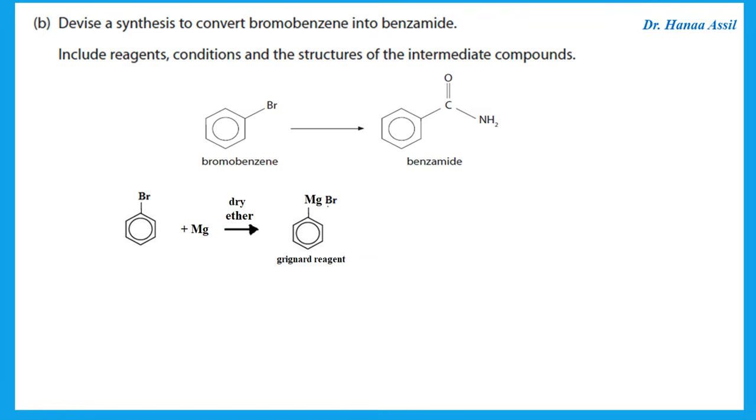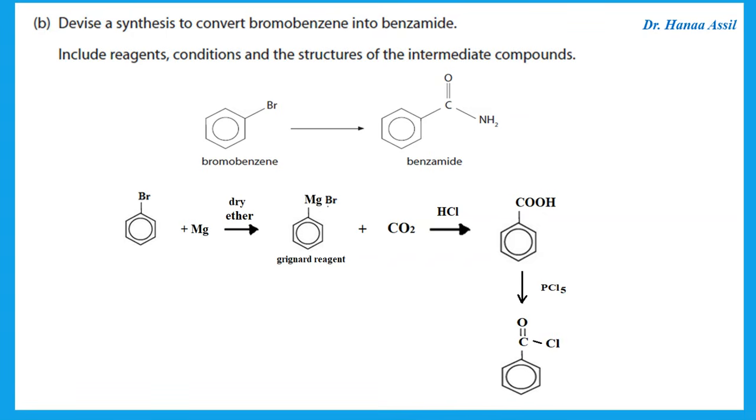So the first thing we do is add magnesium in dry ether. This forms the Grignard reagent that can then be reacted with carbon dioxide and HCl to give the carboxylic acid on the benzene ring. Now I can then do PCl5. This will change it into the acyl chloride. Add ammonia. This gives the benzamide, which is the required product.